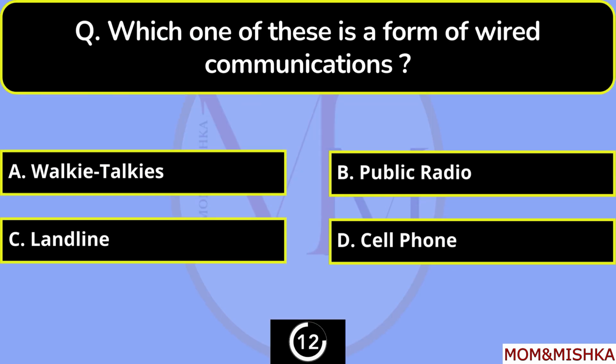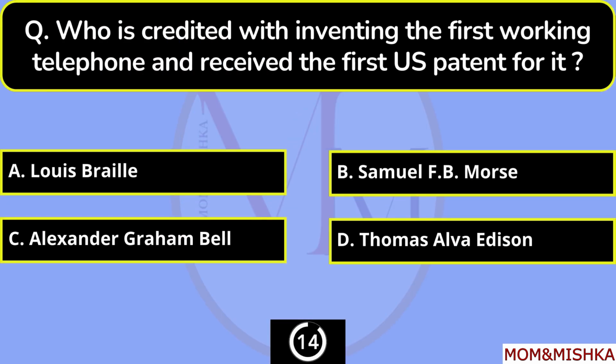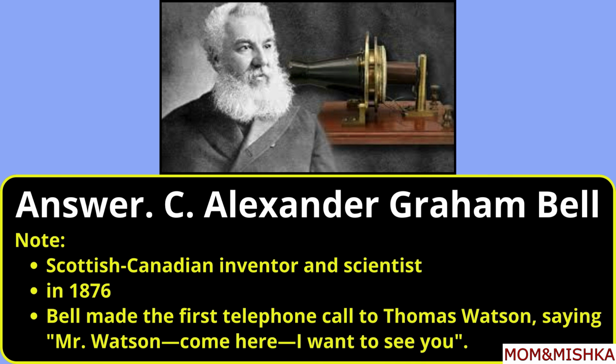Which one of these is a form of wired communications? Landline, option C. Who is credited with inventing the first working telephone and received the first US patent for it? Alexander Graham Bell, option C. He was a Scottish Canadian inventor and scientist. He invented the telephone in year 1876. Bell made the first telephone call to Thomas Watson, saying, "Mr. Watson, come here, I want to see you."